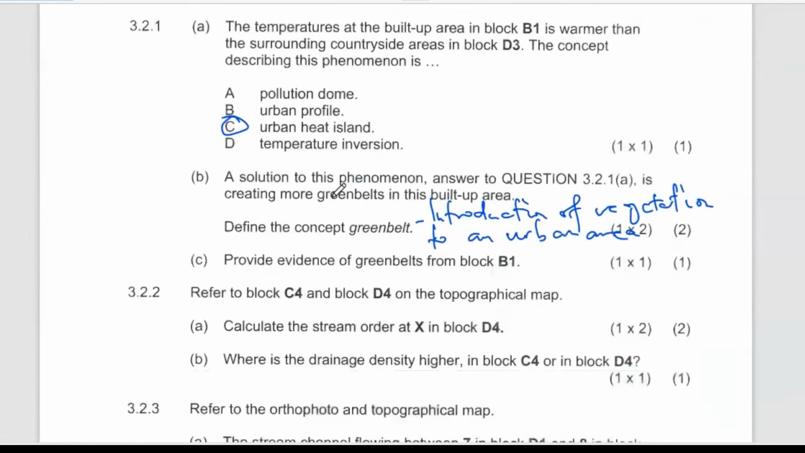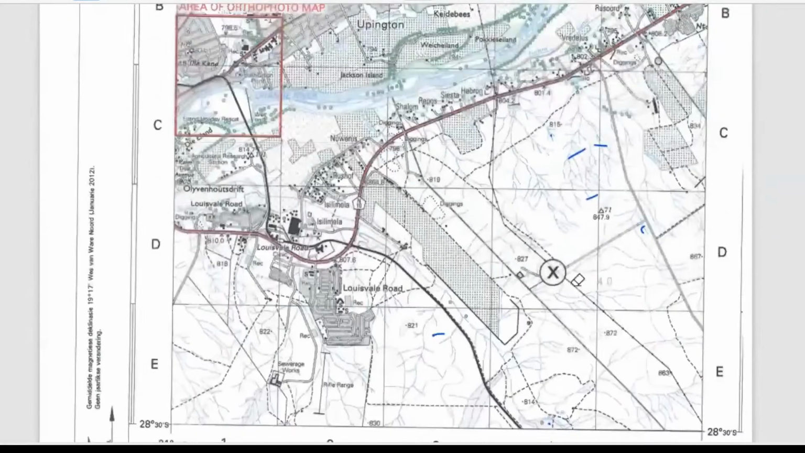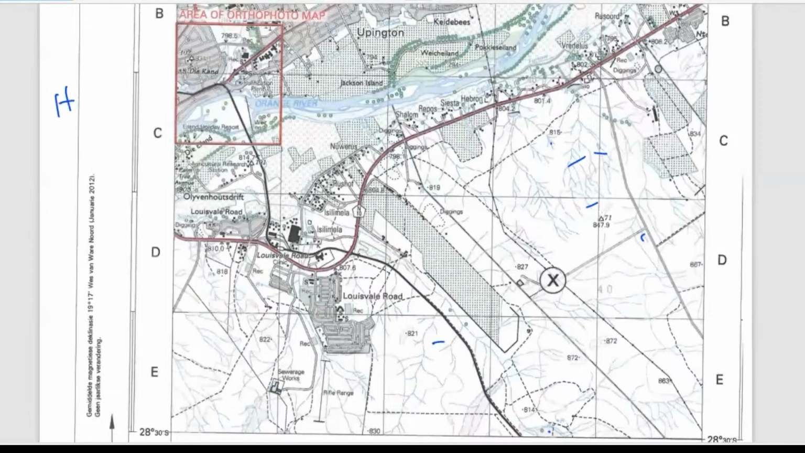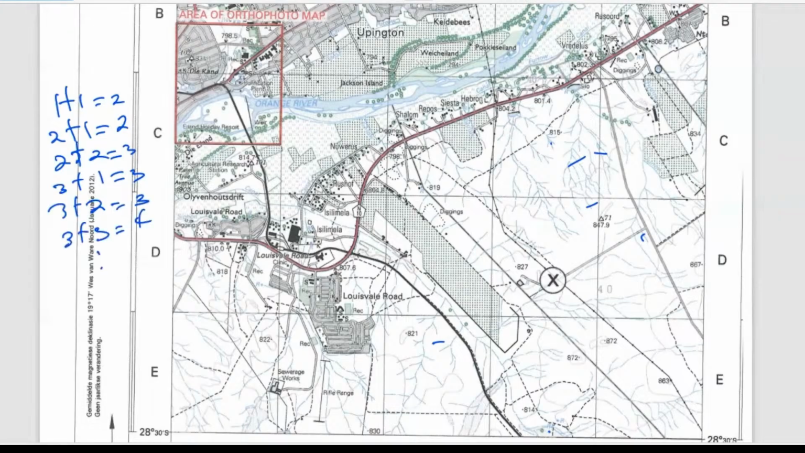It says, refer to block C4 and block D4 on the topographic map. Calculate the stream order at X in block D4. Let's go to the map and check the stream ordering at X here. Right, when we're doing our stream ordering, I think you still remember, our stream order comes like 1 plus 1, stream number 1 plus stream number 1, they give us stream number 2. Stream number 2 plus stream number 1, they still give us stream number 2. Then stream number 2 plus stream number 2, they give us stream number 3. 3 plus 1 is equal to 3. 3 plus 2 is equal to 3. 3 plus 3 is equal to 4. And the order goes like that.